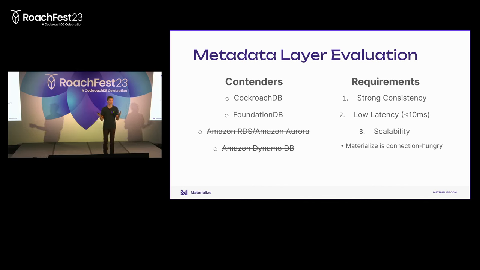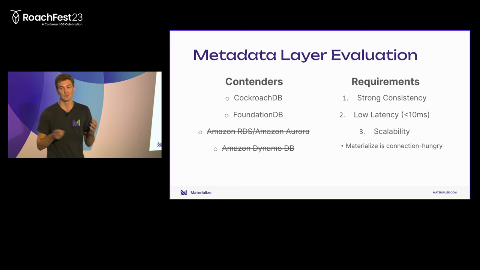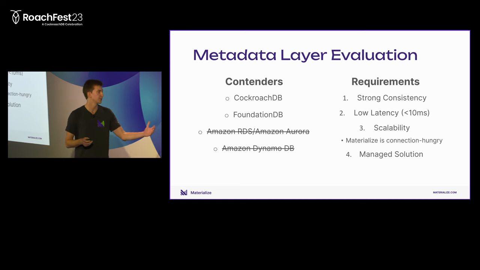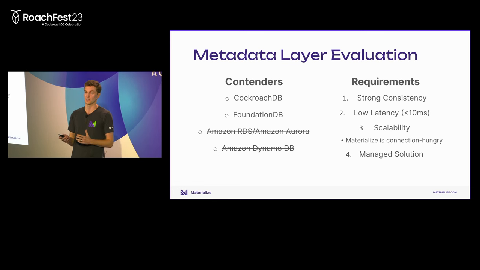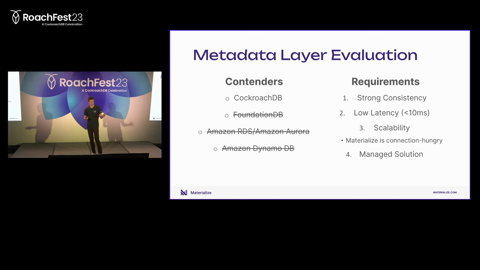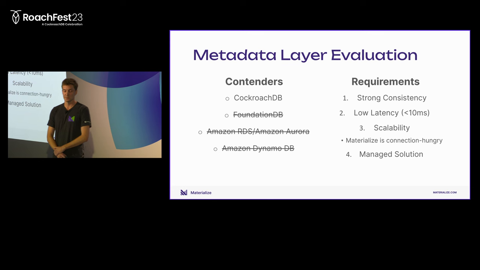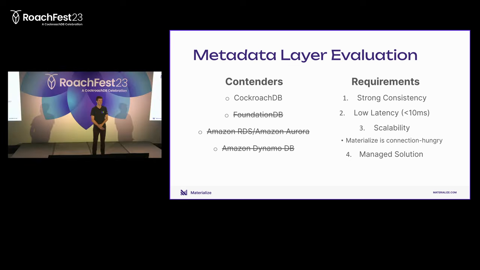Now, we could run multiple instances of RDS and Aurora, but again, with that design philosophy of reducing operational burden, if we didn't have to, why should we? And the final was a managed solution. Again, trying to reduce operational burden, we could spend engineering effort to spin up a FoundationDB cluster or another database cluster. But if we didn't have to do that, if we could devote those resources towards solving the hard problems of incremental computation, then we should. So that eliminated FoundationDB from the list of contenders, eventually just leaving us with Cockroach. CockroachDB was the only product we found that satisfied all of these requirements. So it's what we went with.